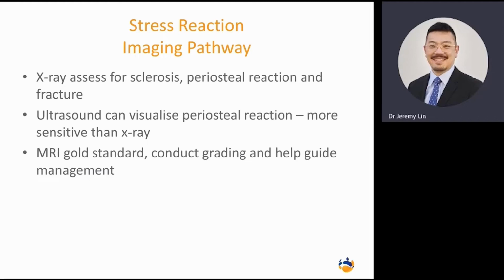However, on MRI, this is one of those conditions that is very difficult to miss, because you will see a rim of increased T2 signal around the cortex of the affected bone. And you are going to see a periosteal reaction, surrounding soft tissue edema and possibly marrow edema as well. MRI is also very useful for grading of the stress reaction and can guide management options later on.